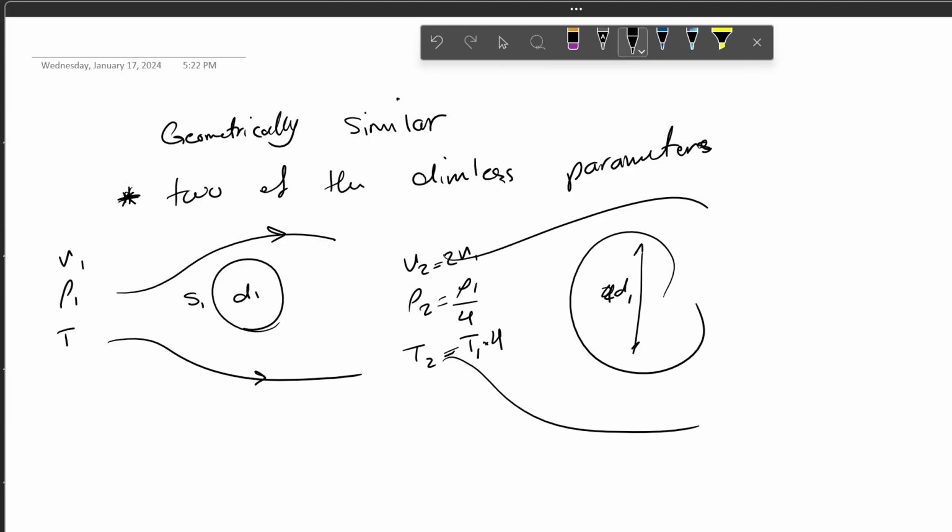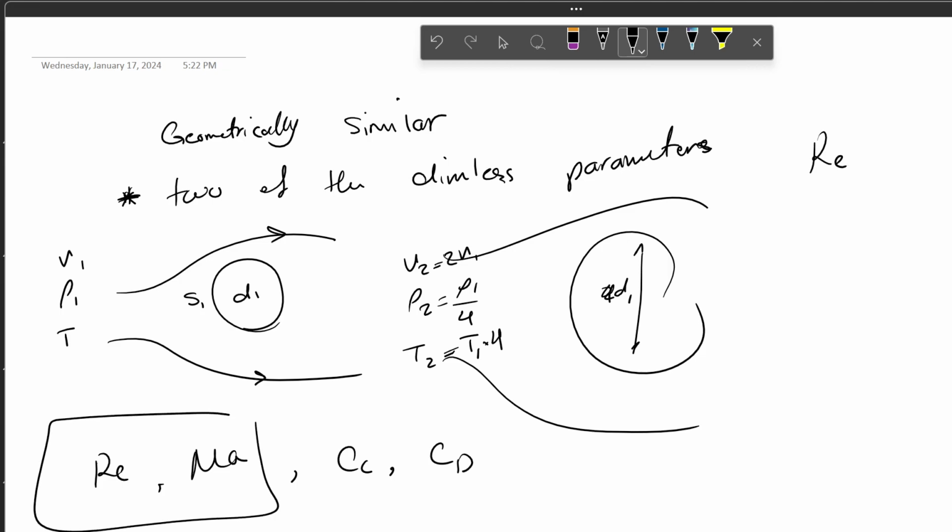So the first condition is already met. These two are geometrically similar. The second condition, we have to calculate one of the dimensionless parameters. What are the dimensionless parameters we have seen so far? Reynolds number, which we talked about in the previous lecture, and also the Mach number, and all of the force coefficients, lift coefficient, drag coefficient, and whatnot. Let's focus on these two.